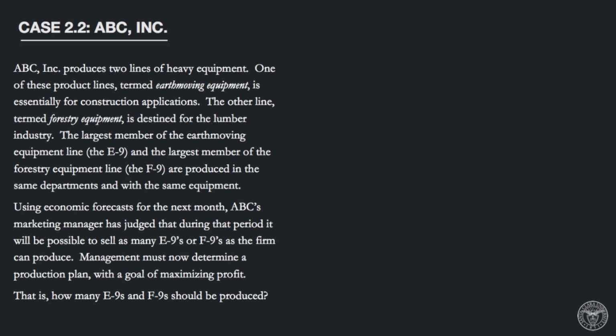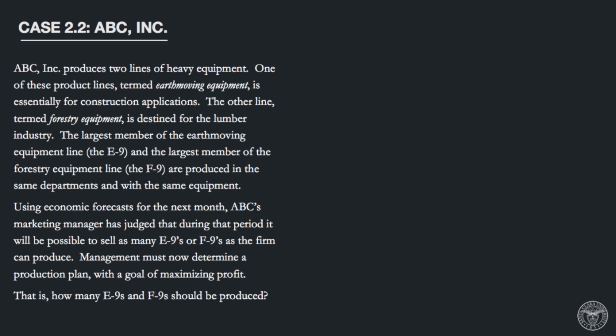Please let us use Case 2.2 to demonstrate how to use Excel Solver to solve LP models. In Case 2.2, we assume a company called ABC which produces two lines of heavy equipment. ABC produces both the earth-moving equipment line E9 and the factory equipment line F9. According to the historical data, ABC will make a profit of 5,000 on each E9 and 4,000 on each F9.